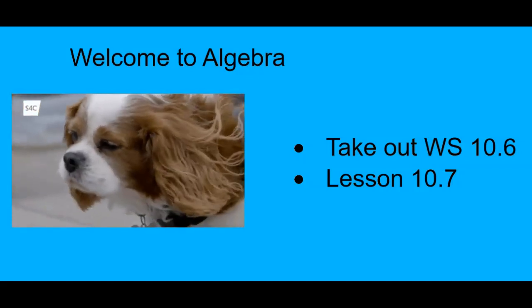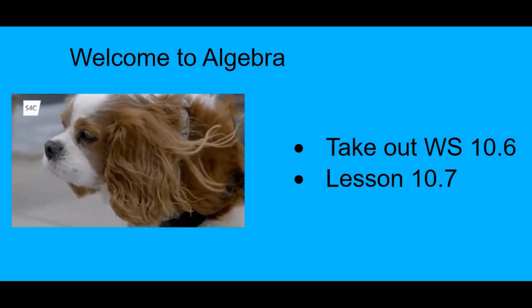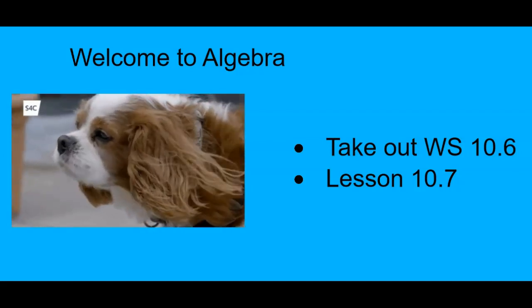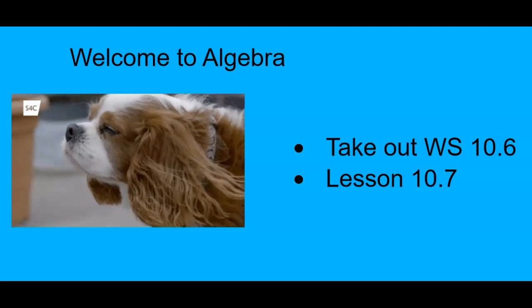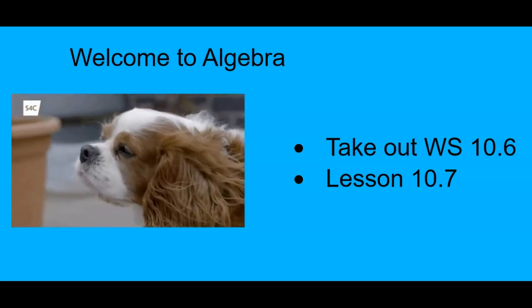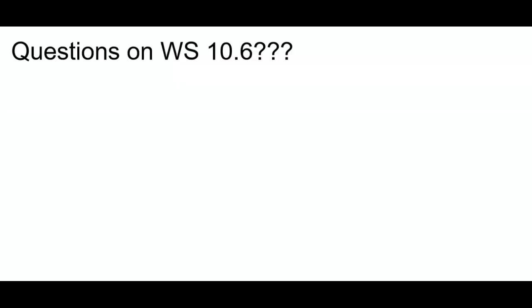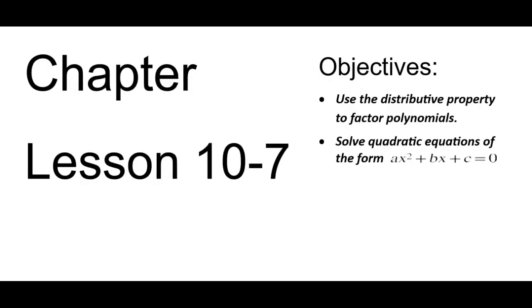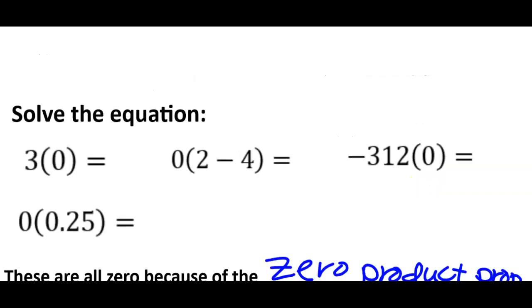So we have a couple more sections left in this chapter, 3 to be exact. As we look at this section, I anticipate lots of questions in 10.6, so let's make sure that we cover those during class. In this lesson, we're going to look at what happens when we have quadratic equations equal to 0.